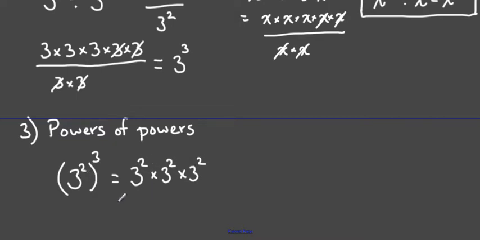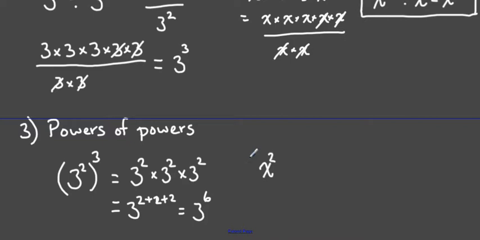Well, using our multiplication law, I can add those together. That's going to be 3 to the 2 plus 2 plus 2. That's going to be 3 to the 6th. If I look here, 2 times 3 is also 6. So whatever number I have out here, that's how many times I'm going to be taking this exponent. And so taking a power of a power means that you can multiply the indices.